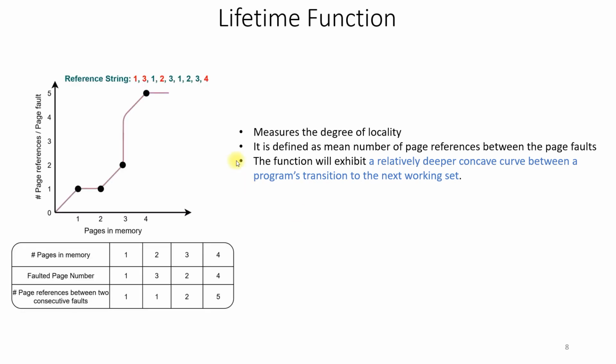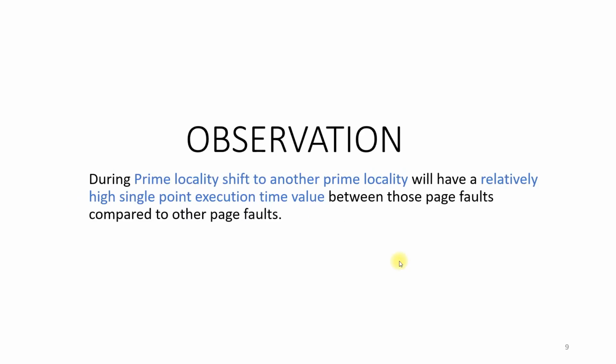As an example, you can see here there is a deeper concave curve between page fault 2 and page fault 4 because there is a larger reference string here compared to the neighboring ones. This can be seen as a primary locality that is transitioning to the next locality. A key observation to take away from this background is that a primary locality shift to another primary locality will have a relatively high single point execution time value between those page faults compared to the other page faults.